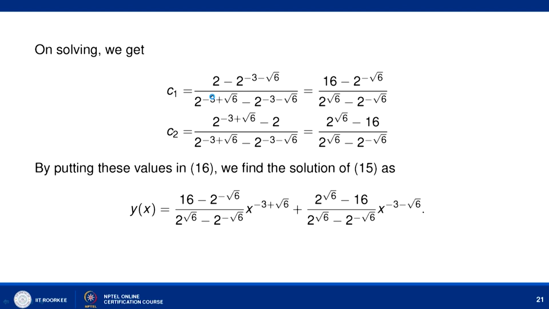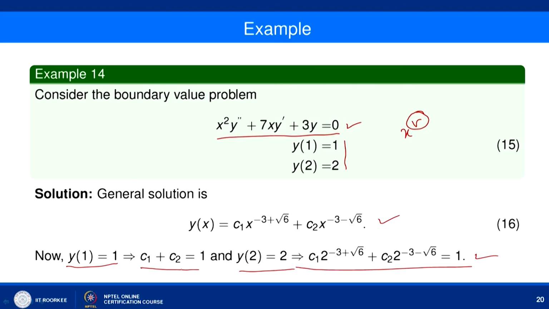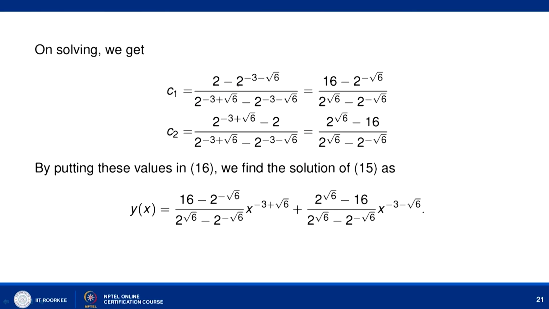You can simply say c 1 is 1 minus c 2, put it back and simplify. Here you can get c 1 as 2 minus 2 to the power minus 3 minus root 6 divided by this quantity. If you take 2 to the power minus 3 common, then you will get c 1 as 16 minus 2 to the power minus root 6 divided by 2 to the power root 6 minus 2 to the power minus root 6. Similarly, in c 2 also we take 2 to the power minus 3 out, and you will get c 2 as 2 to the power root 6 minus 16 upon 2 to the power root 6 minus 2 to the power minus root 6.